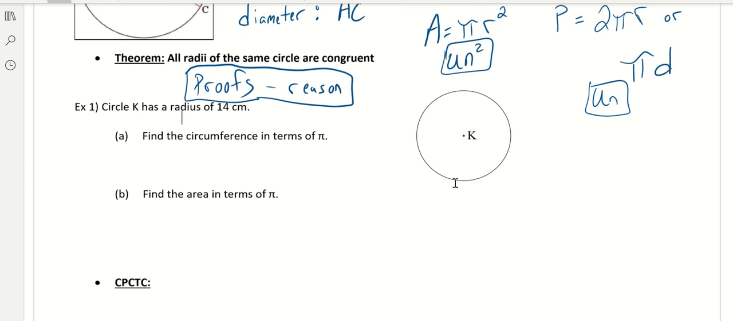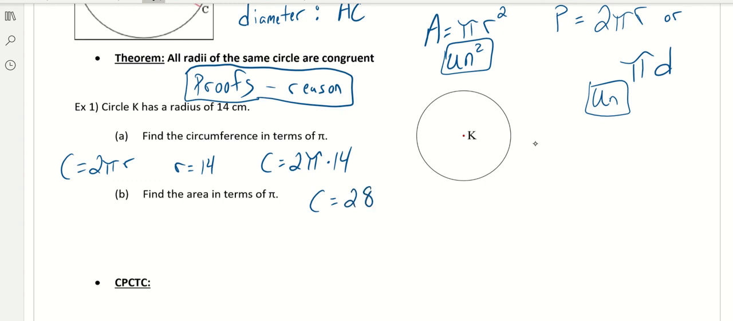Example 1, circle K. All right, here's circle K. Because we call it circle K, we know K is the center. It has a radius of 14 centimeters. Find the circumference in terms of pi. Circumference is equal to 2 pi r. And if the radius is equal to 14, the circumference is equal to 2 pi times 14. So our circumference is equal to 28 pi.